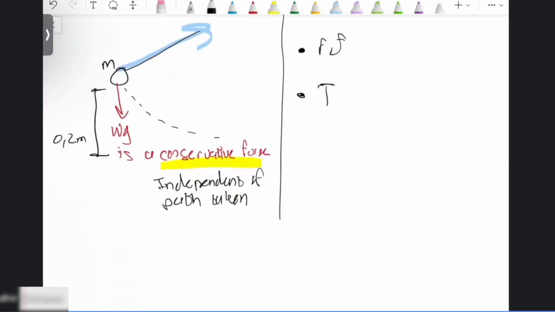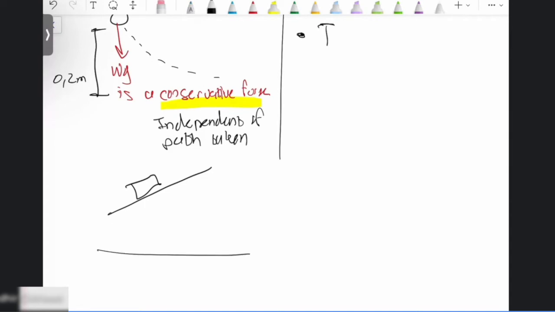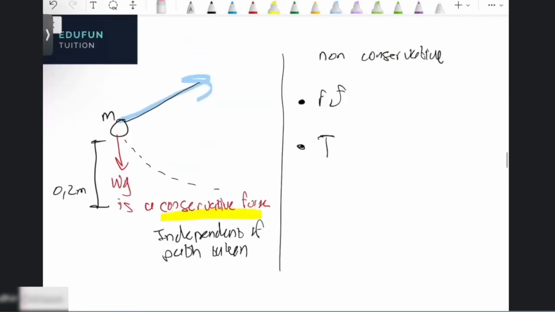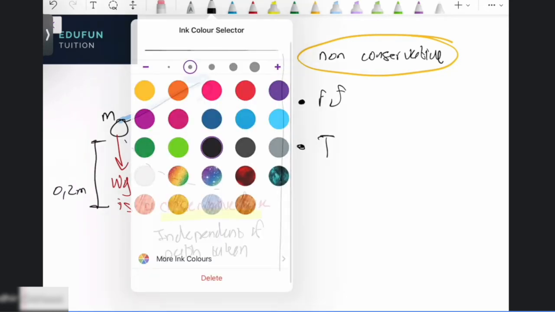So gravity goes down all the time. Gravity like this here on an inclined plane, going down all the time. So it's independent of its direction. Gravity, if it's on a surface like this, is still going down all the time. So that's why we're saying it's independent of the path that's taken. Now, a non-conservative force is dependent on the path taken.